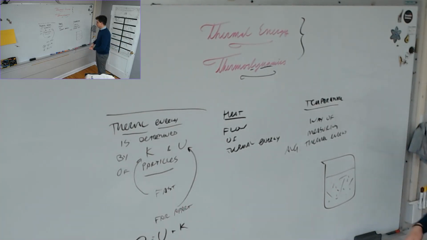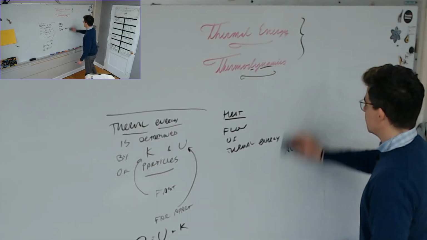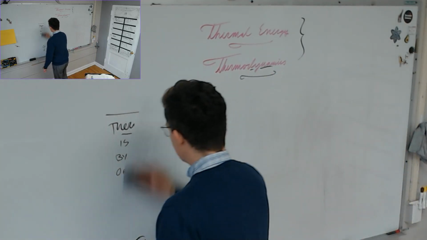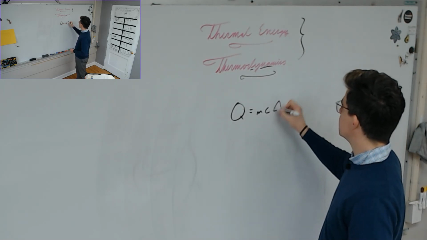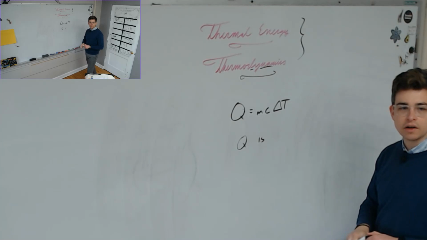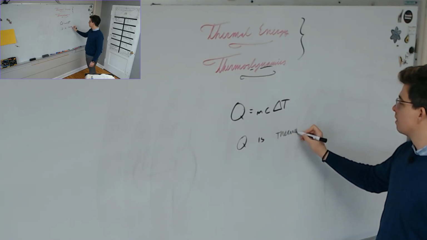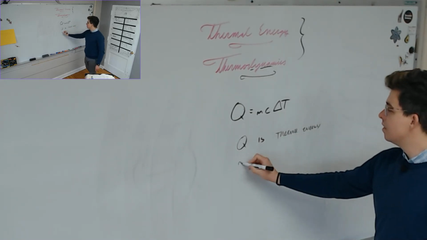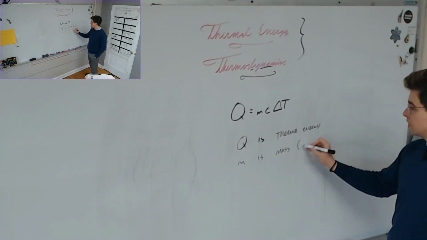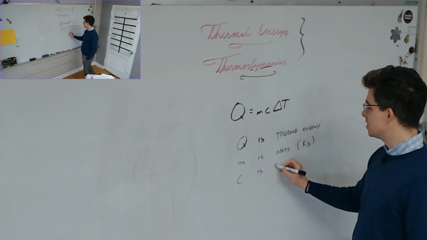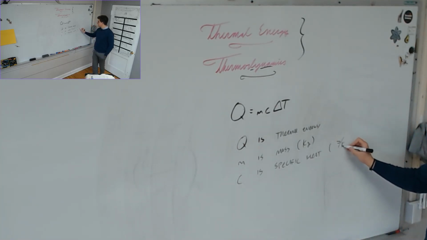We have two more things to talk about, and we have only three more minutes to do it, so let's get cracking. The main math for this is another instance of our friend delta. Q equals mc delta T, where Q is thermal energy, M is mass, measured in kilograms, and C is specific heat, which is measured in joules per kilogram Kelvin.